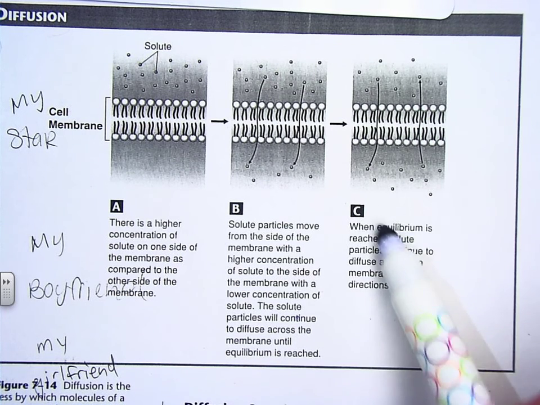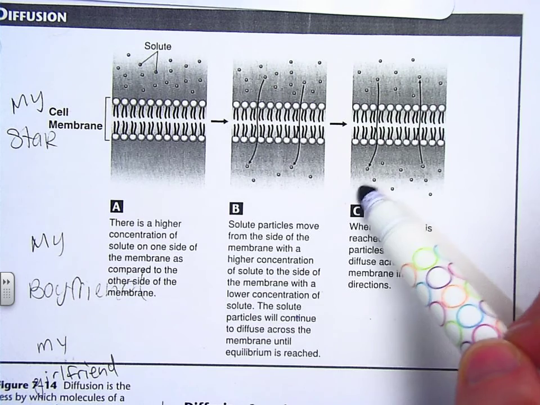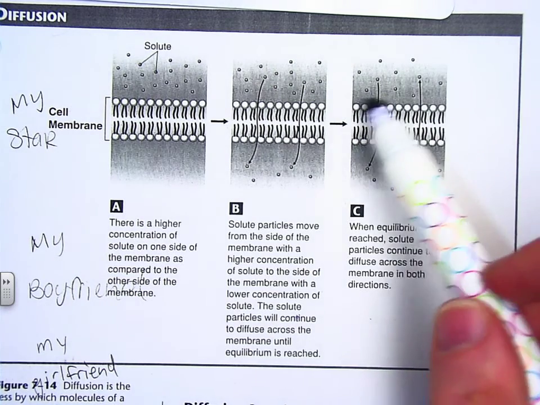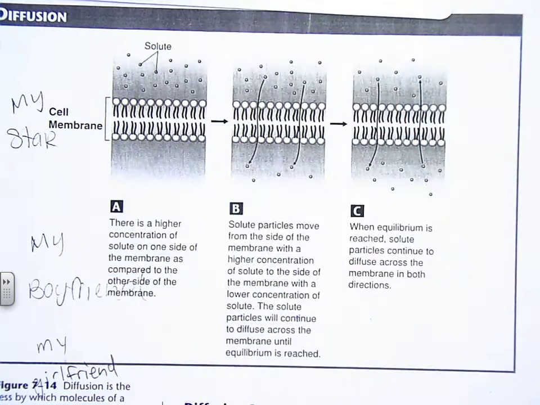And here is equilibrium, where the same amount of particles going to one side is equal to the same amount of particles going to the other side. Balance. Diffusion, going from a high concentration to a low concentration.